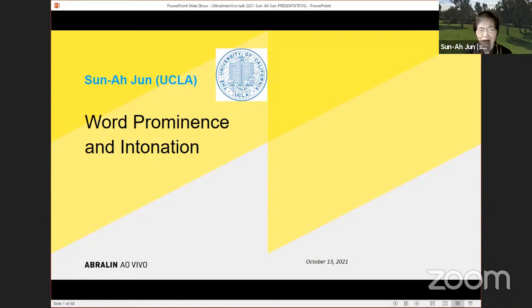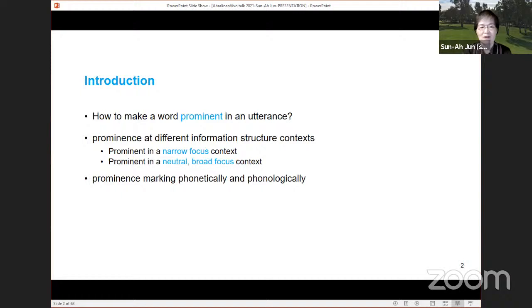Okay. Well, today I'll talk about word prominence and intonation. So we can think about how to make a word prominent in an utterance. We can narrowly focus a word, or we can make a word a little more prominent than others, even in neutral or broad focus contexts, like new information versus old information, or content words being more prominent than function words. We can also think about how word prominence is marked phonetically and phonologically.